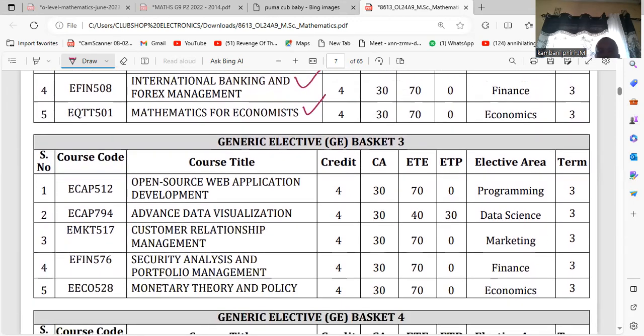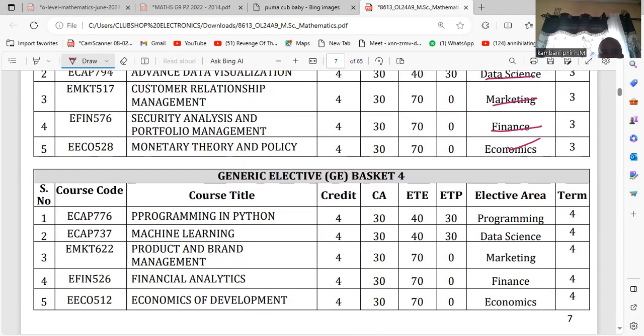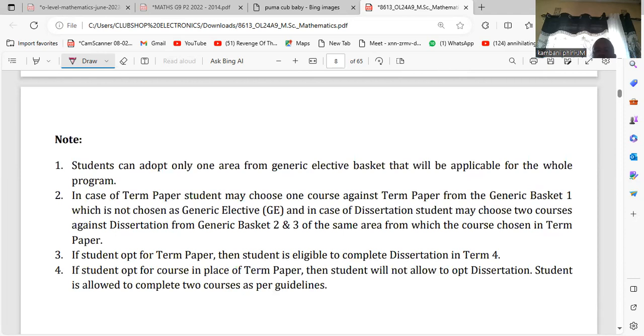In the third basket, under your GE, you have got open source web application development under programming, advanced data visualization under data science, customer relationship management under marketing, security analysis and portfolio management under finance. Then we have got monetary theory and policy under economics. Then basket 4, we have got programming in Python under programming, machine learning under data science, product and brand management under marketing, financial analytics under finance, economics of development under economics. So these are the general electives that are there.